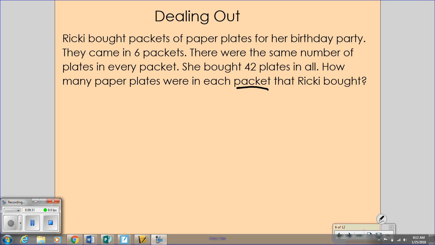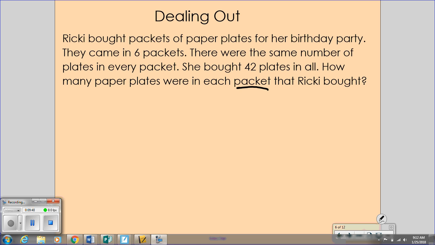There were blank in each packet. There were blank what? Yeah, we need that. We need blank and then the unit. We can't just say there were blank. Blank what? There were blank paper plates in each packet.